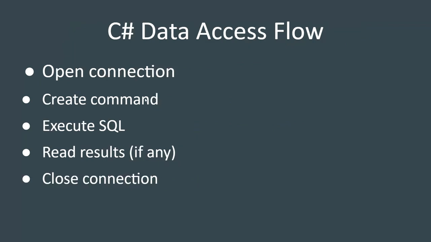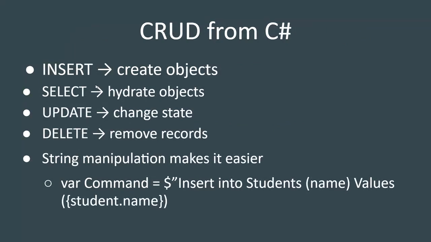So what happens is we're going to use some C# to create a connection to the Postgres database. We're going to write a command. We're going to execute that command. If there are results, then we're going to read those results, and then we're going to close the connection. And all your same operations are going to work just fine.